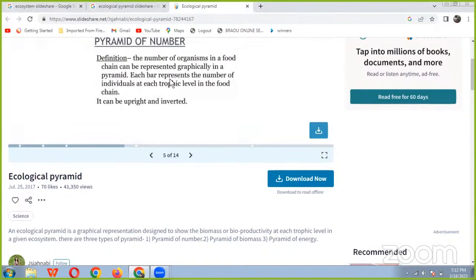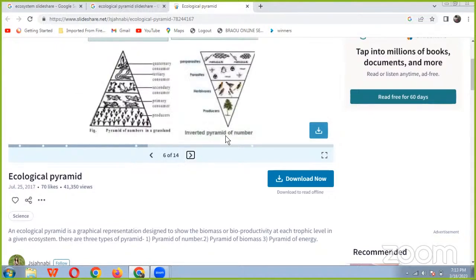The number of organisms in a food chain can be represented graphically in a pyramid. Each bar represents the number of individuals at each trophic level in the food chain. Most are upright, some are inverted, such as the tree ecosystem. From the SET and NET examination point of view, especially, some pyramids are inverted. The pyramid of numbers in a grassland is upright, while the pyramid of numbers in a tree ecosystem is inverted.